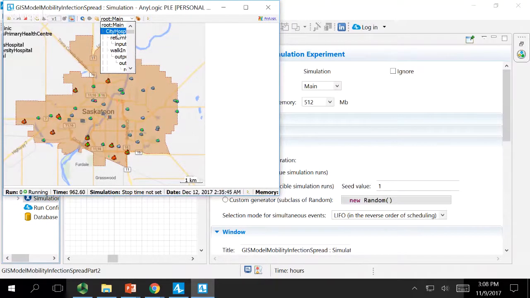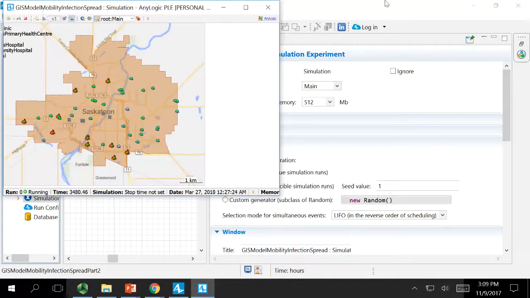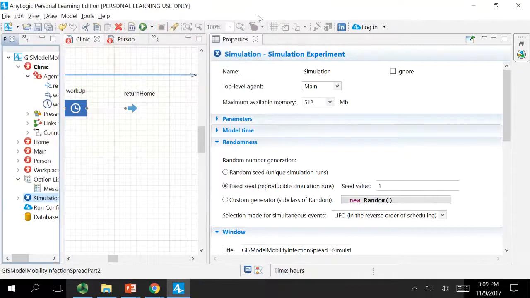Well, let's go see. Go to Royal University Hospital. Now it's treated 26 people, okay, over the course of the time. Anyone want to conjecture why that is? Why did it have to treat so many more?